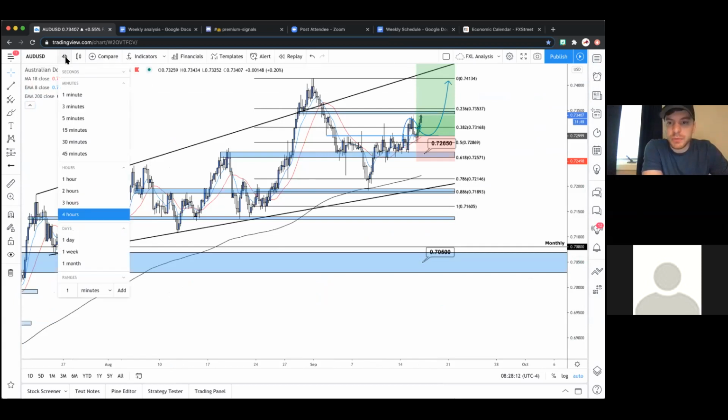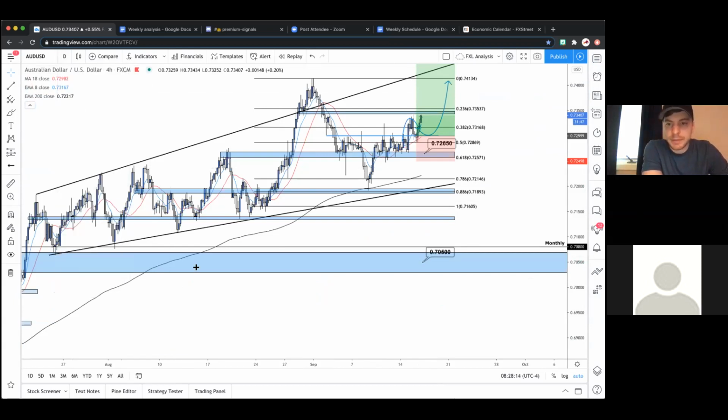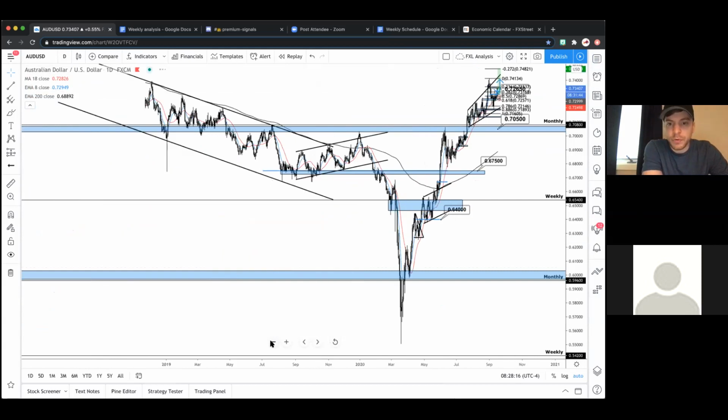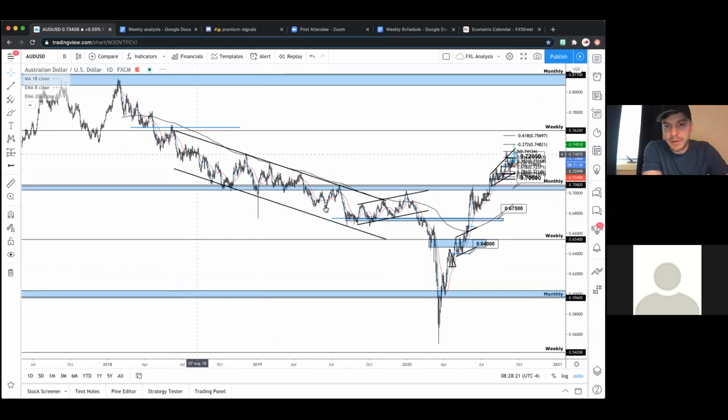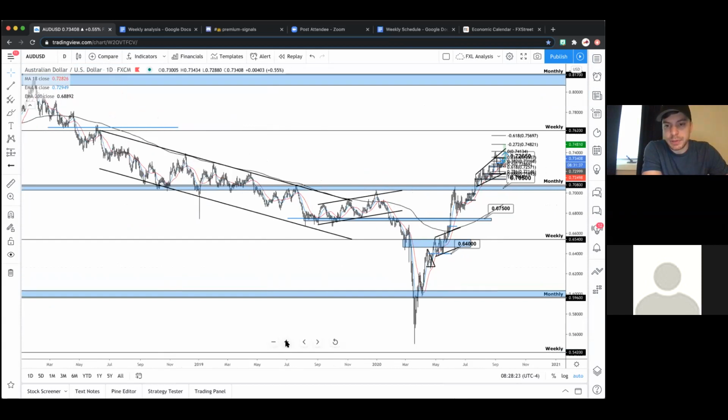AU presented a really good opportunity. We'll get to that in a second. Daily time frame first, though. Overall, we were bearish, right? Very, very bearish. Large bearish channel over here on the left. Corona news happened, turned even more bearish.